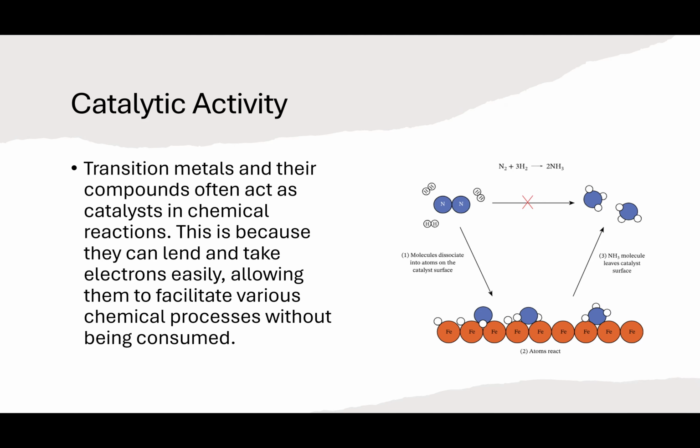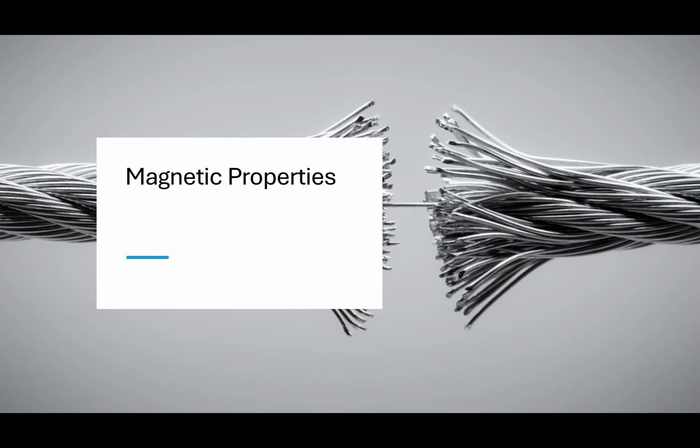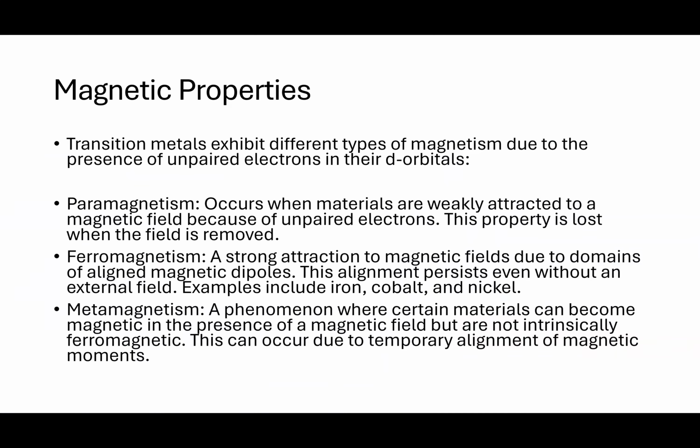Okay, so magnetic properties as well. Transition metals exhibit different types of magnetism due to the presence of unpaired electrons in the d orbitals. So you have paramagnetism, ferromagnetism, and metamagnetism. Paramagnetism usually gives materials the characteristic of being weakly attracted to magnetic fields because of the unpaired electrons.